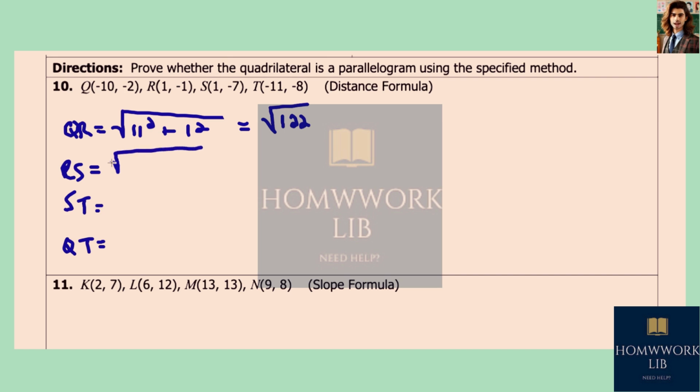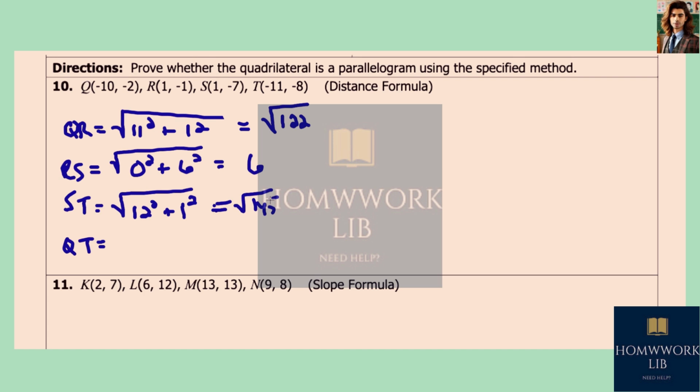For RS, looking at R and S, the difference between the x coordinates is no units, between 1 and 1. Between -1 and -7, there are 6 units. So that's equal to 6. For ST, we've got 12 units and 1 unit: 12 between 1 and -11, 1 between -7 and -8. So that's the square root of 145.